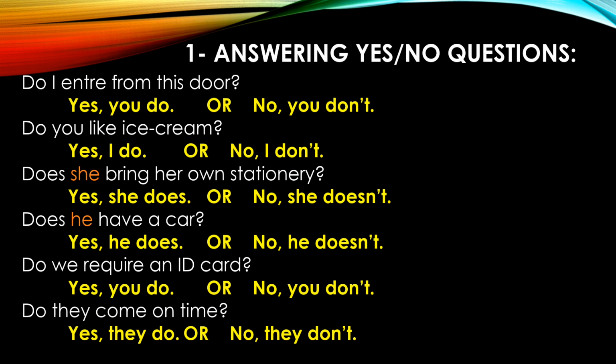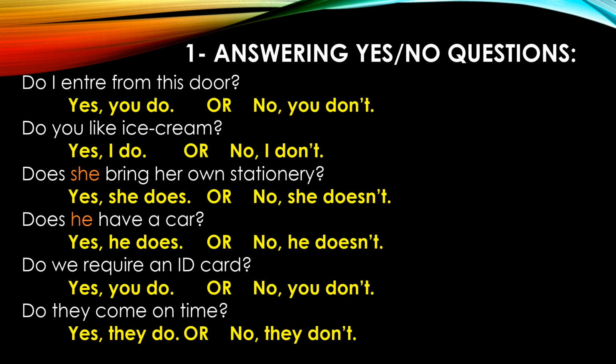The first function that we can perform using this particular tense is to answer yes-no questions. Do I enter from this door? Yes, you do. Or no, you don't. Do you like ice cream? Yes, I do. Or no, I don't. Does she bring her own stationery? Yes, she does. Or no, she doesn't.